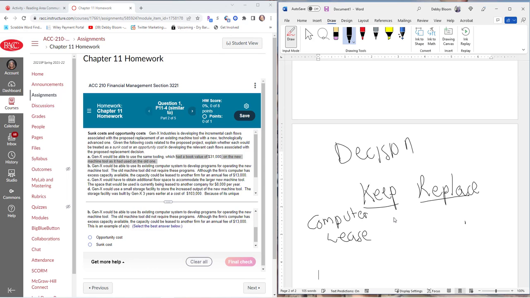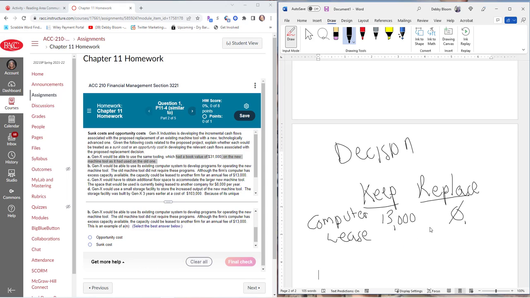If we keep the old machine, we would get the $13,000 because we would not need the extra capacity, so we would lease that and get $13,000. If we decide to replace the machine, we're going to need that extra capacity and we won't get the $13,000.